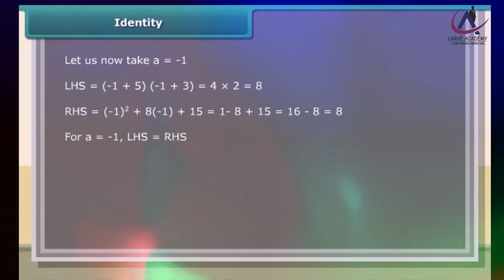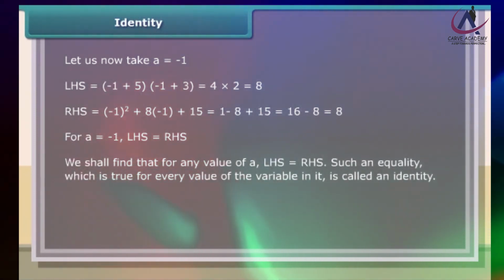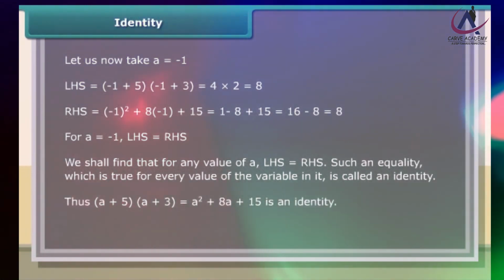For a is equal to minus 1, LHS is equal to RHS. We shall find that for any value of a, LHS is equal to RHS. Such an equality, which is true for every value of the variable in it, is called an identity. Thus, (a plus 5) into (a plus 3) is equal to a square plus 8a plus 15 is an identity.